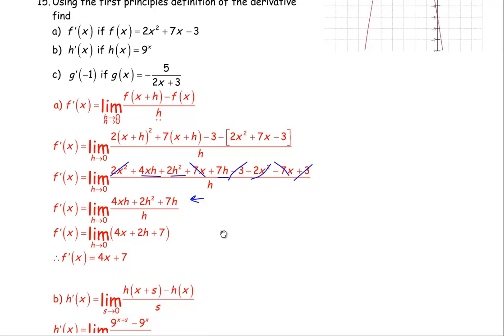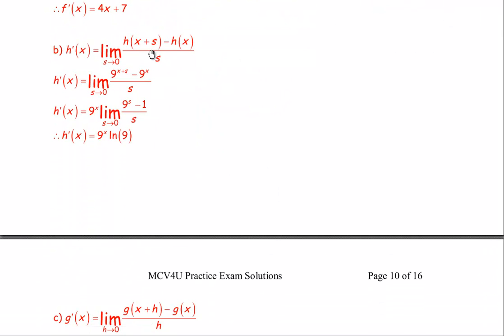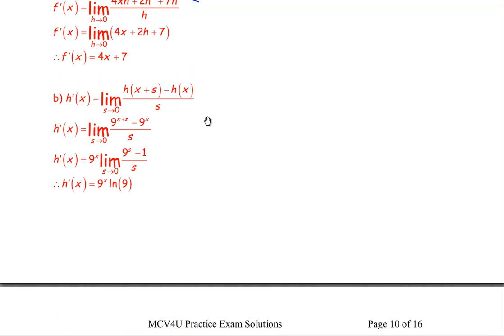9 to the power of x is the next one that we're going to differentiate. And so here's the definition of the derivative for h of x instead of f prime of x. And so the function is 9 to the x. And notice I'm using x plus s instead of x plus t.